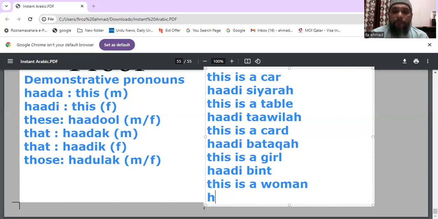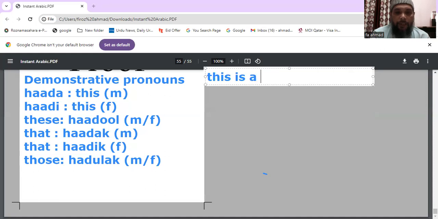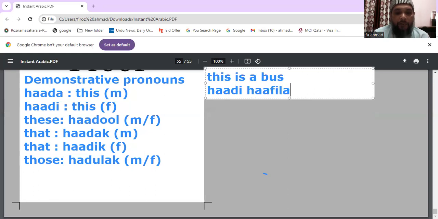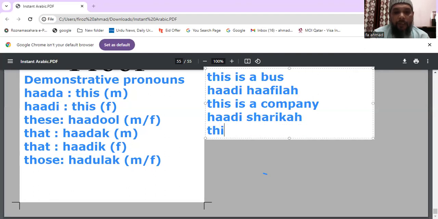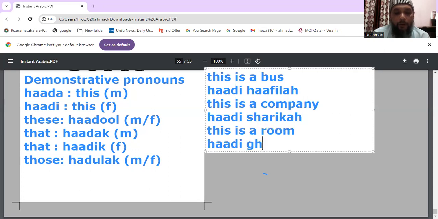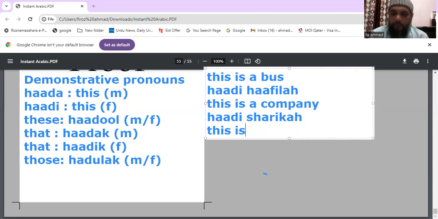Now, other words. This is a bus. Hadi hafila. And this is a company. Hadi sharika. This is a room. Hadi ghurfa. So you can find vocabularies, you can find words, and you can use them with hada or hadi.